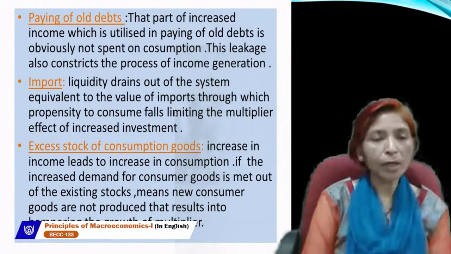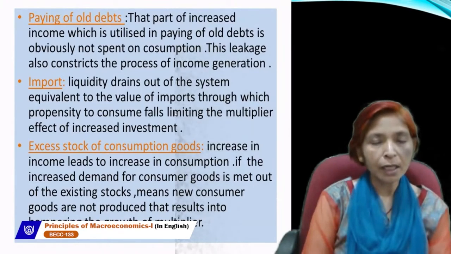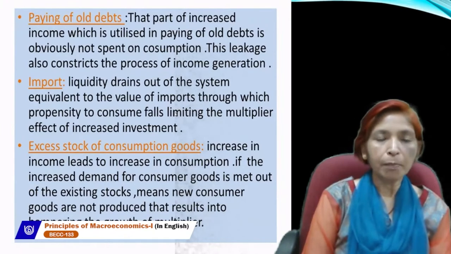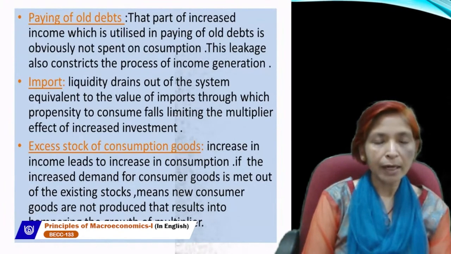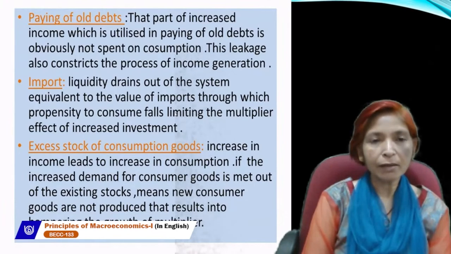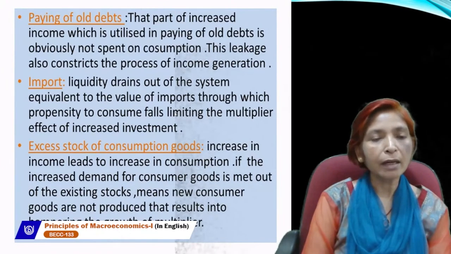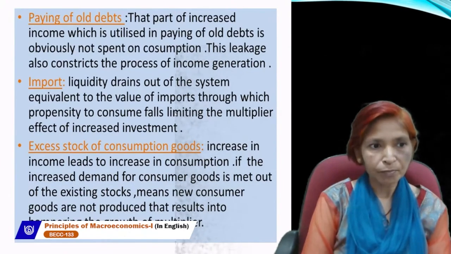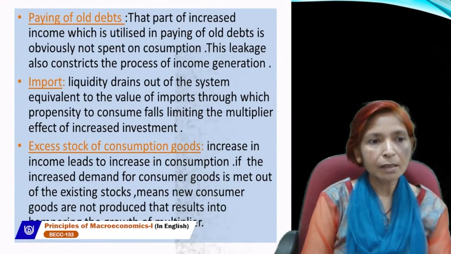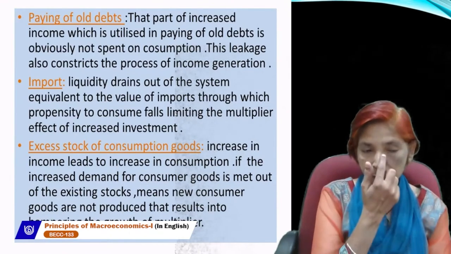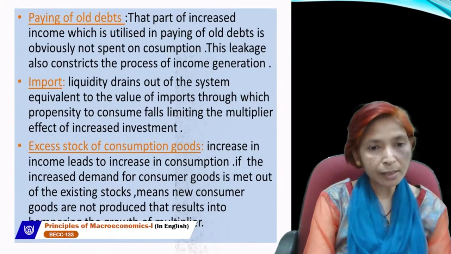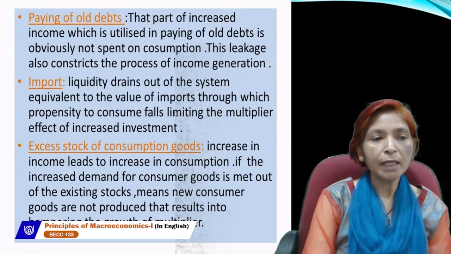Next is paying off old debts. It means if we are doing more imports from the rest of the world, if our imports increase, then we must pay for these imports, and the income level of our country will fall. In this case, multiplier will not work efficiently and it will be called negative multiplier effect. Imports are also leakages. If imports increase, then payment goes to rest of the world. In this case, multiplier effect will be negative.